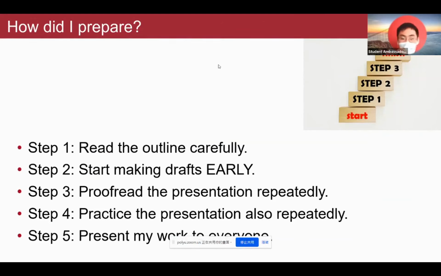It is not possible. And then after you finish a draft, you proofread the presentation repeatedly, and then you practice the presentation also repeatedly. Repeating is very important. Otherwise, you will simply stutter. Don't expect good grades after that. And then in the end, present my work to everyone.